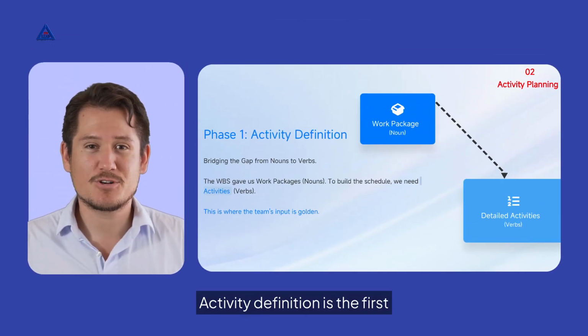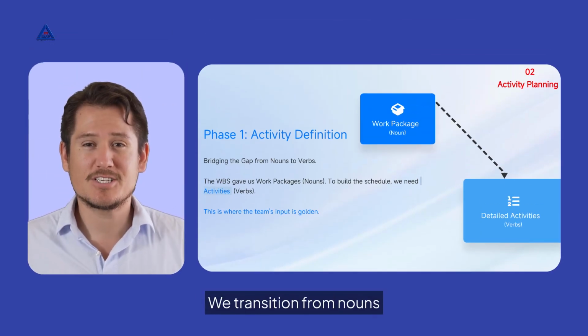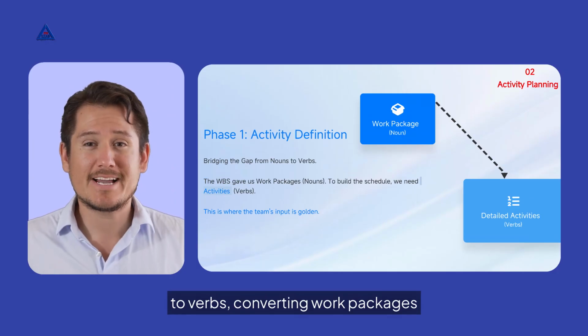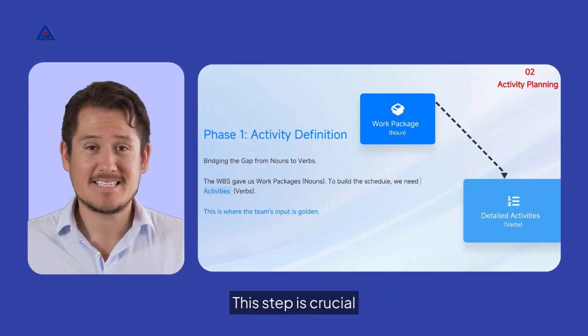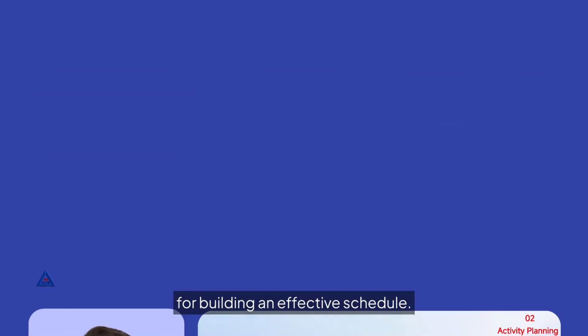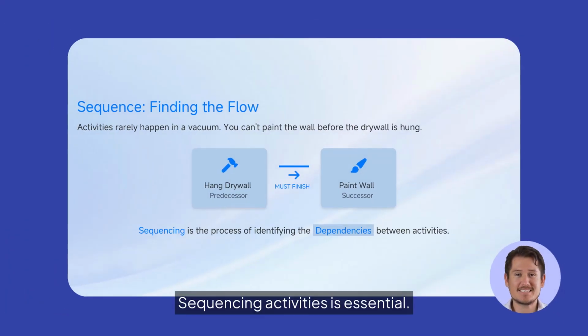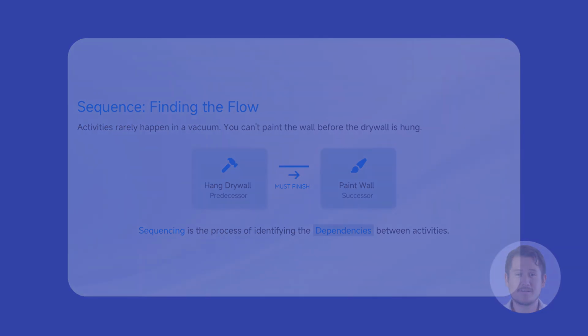Activity definition is the first phase of activity planning. We transition from nouns to verbs, converting work packages into detailed activities. This step is crucial for building an effective schedule. Sequencing activities is essential. It involves identifying dependencies, ensuring tasks are completed in the correct order. For example, you must hang drywall before painting the wall.